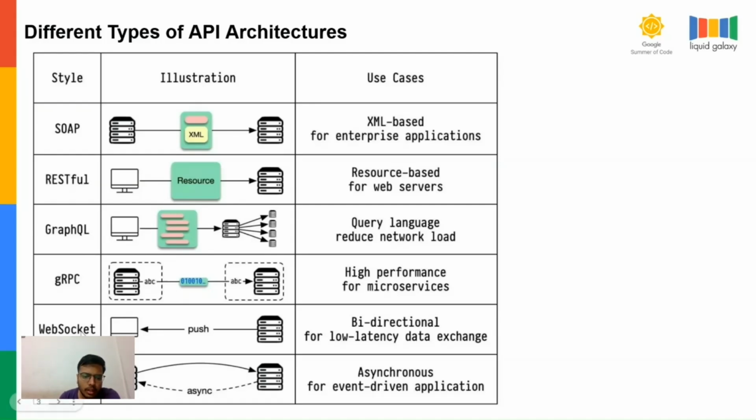The next thing is WebSockets. WebSockets allow bidirectional low latency data exchange. WebSockets basically have a TCP layer underneath them, so they work upon it, but the way they communicate is through a handshake. A handshake basically means an initial communication between the client and the server, or the application and the data source, as we can say. Webhooks are asynchronous in nature and they are generally used for event driven applications.